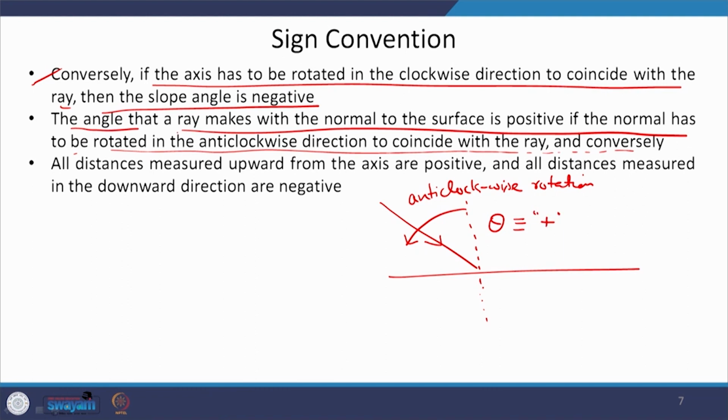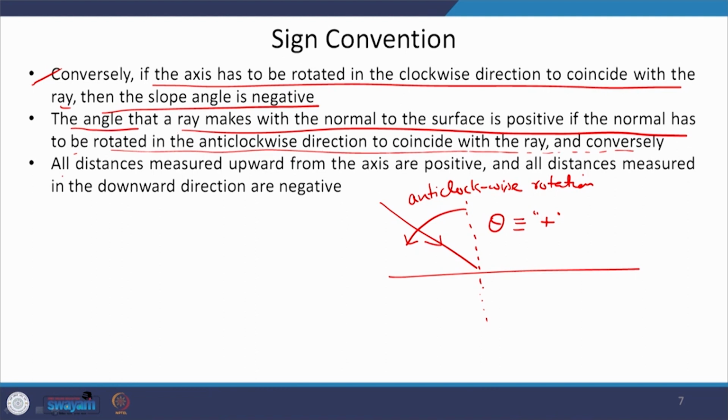I repeat, the angle that a ray makes with the normal to the surface is positive if the normal has to be rotated in the anti-clockwise direction to coincide with the ray. Okay, instead of the axis, now it is the normal which we are rotating.